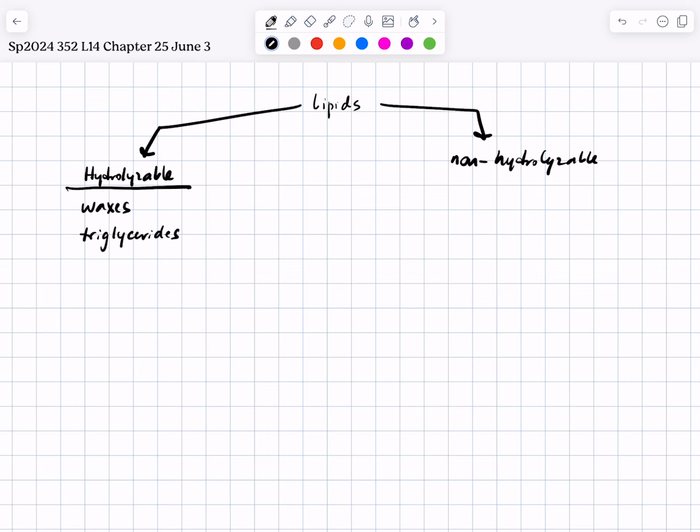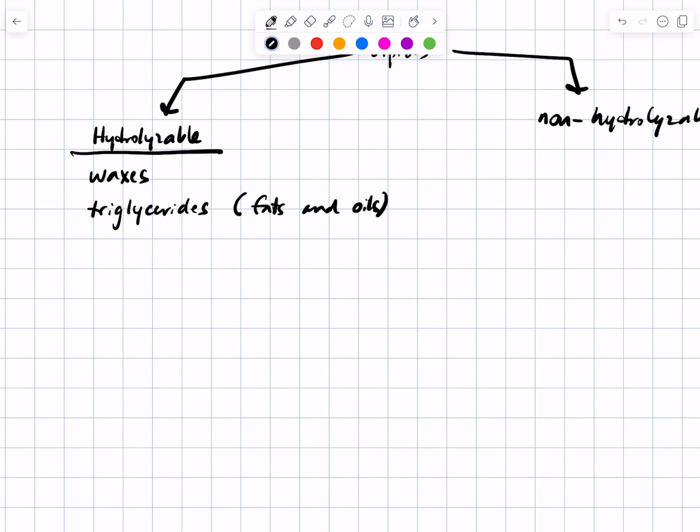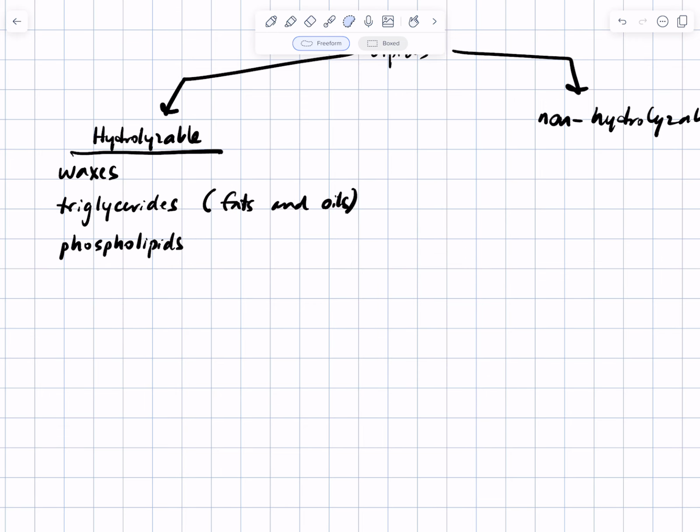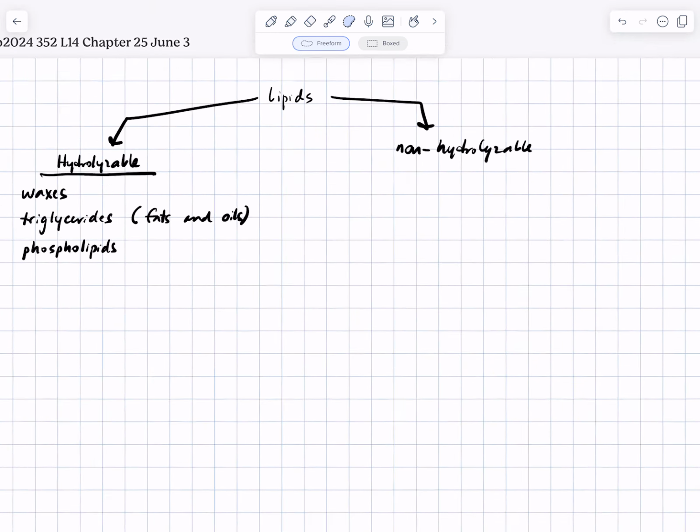These are sometimes called triacylglycerols, but these are the fats and oils that we're familiar with. And then a related structure, sort of like the triglycerides, but different in an important way, are the so-called phospholipids. All of these have bonds that can be broken by hydrolysis reactions.